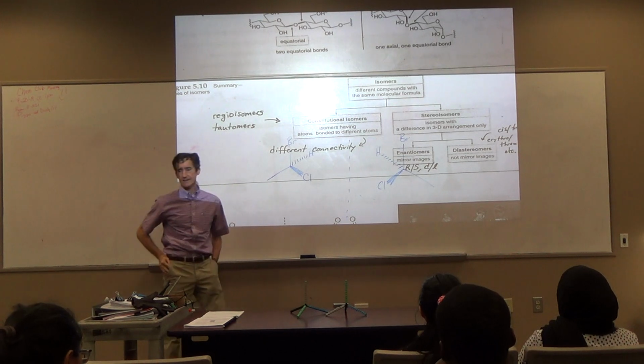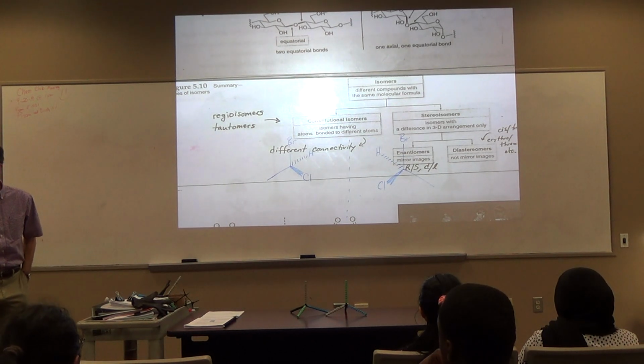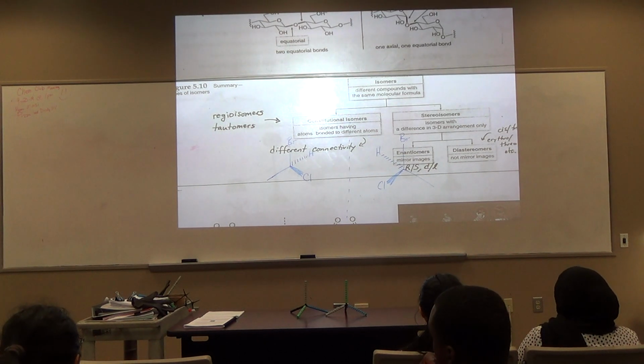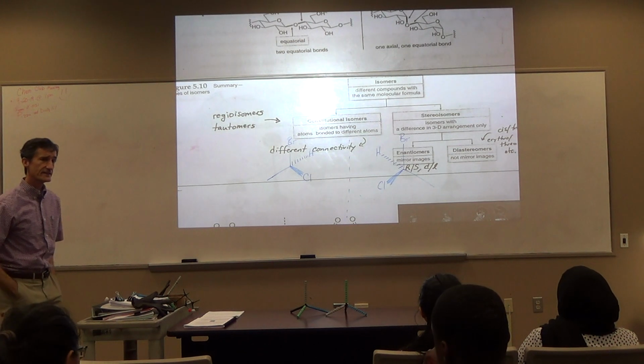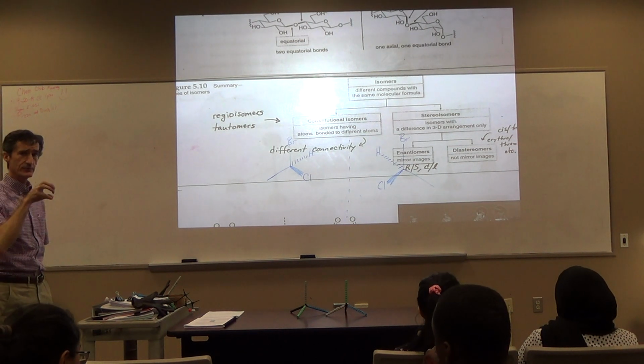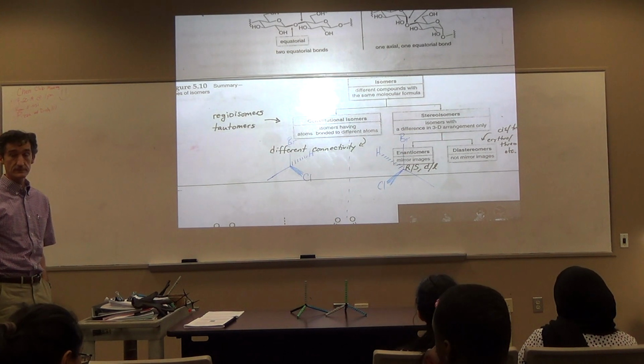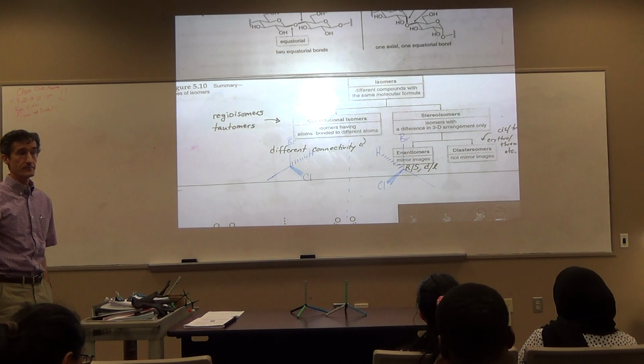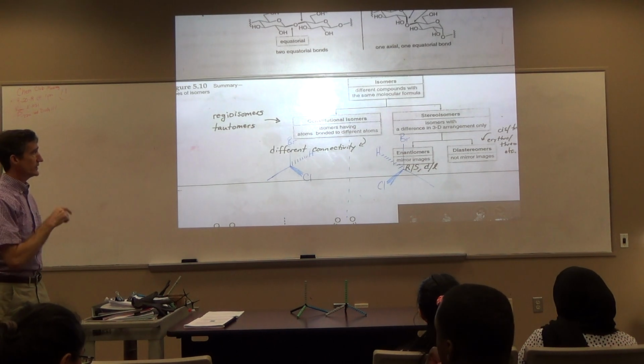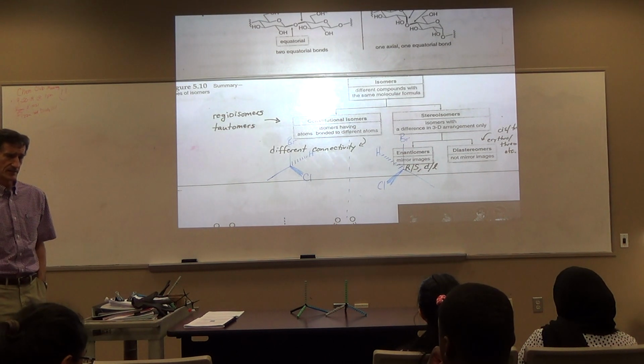Constitutional, what is that? Connectivity. Constitutional isomers have different connectivity. That means things are connected in different places. That means they're going to have a different name. Stereoisomers have the same connectivity.